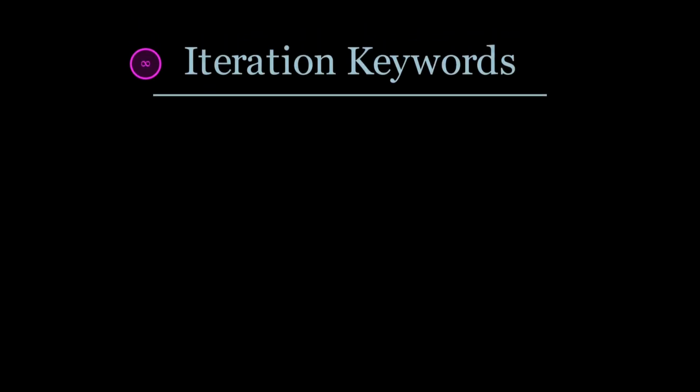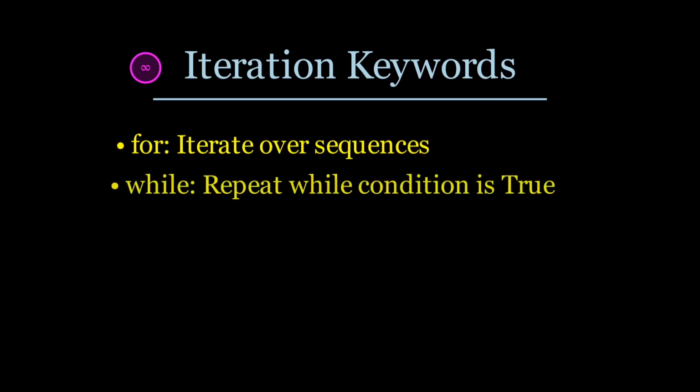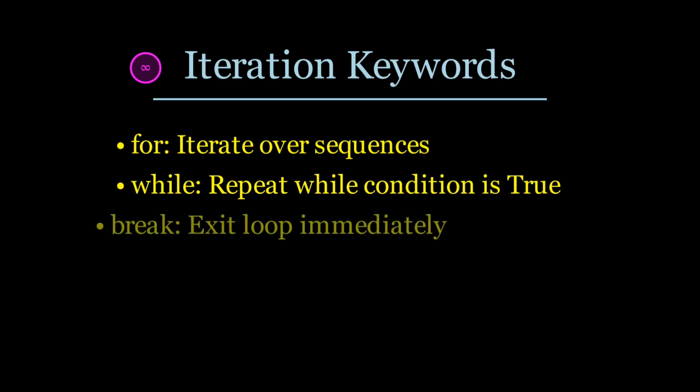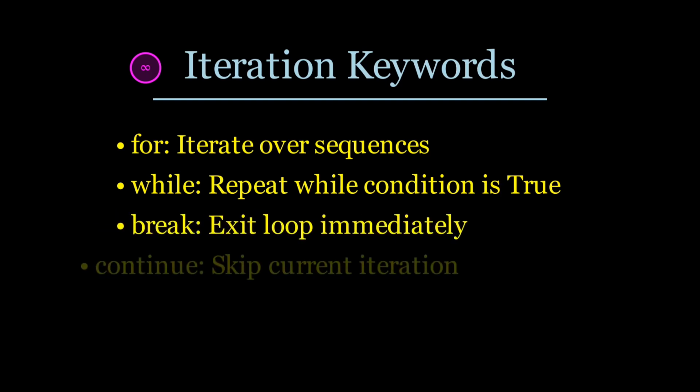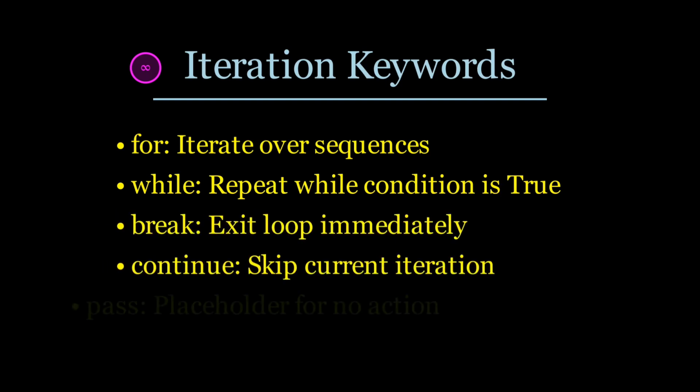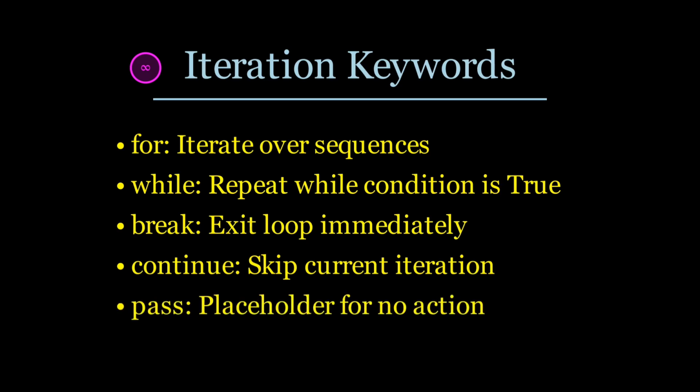Next, the iteration keywords help us repeat actions and process sequences efficiently. We will explore for loops for sequence iteration, while for condition-based loops, break to exit the loops early, continue to skip the iterations, and pass as a null operation.